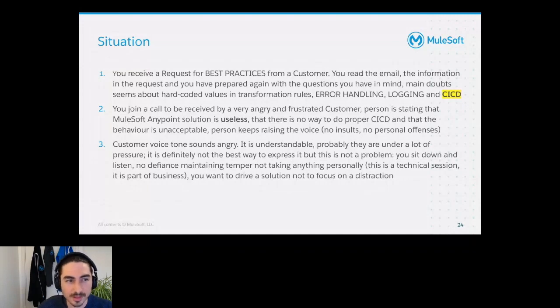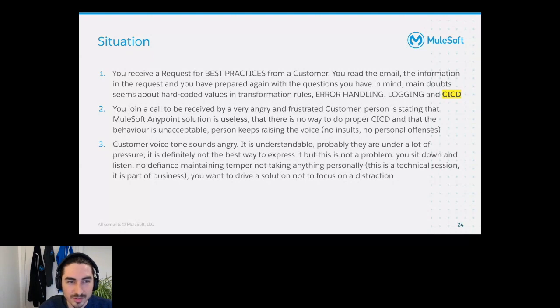You read the email and the information in the request, and you prepare again with the questions you have in mind. You have doubts about what the questions in the session are going to be, and the only clue you have is that there's something related to hard-coded values in transformation rules, something related to error handling, to logging, and to CI/CD. In point number 2, you're already joining the call. What happens when you join that call?